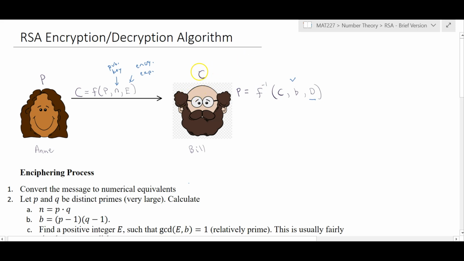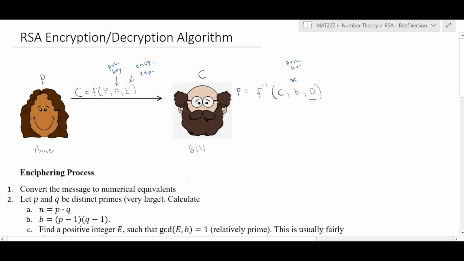So that value of C is received. And of course, that's not going to do any good because Bill needs to know what was the message that Anne was sending. Well, in order to do that, he has to apply an inverse function to that value of C, along with this value right here. And what this value B is called, this is called Euler's totient. This is otherwise known as a private key.